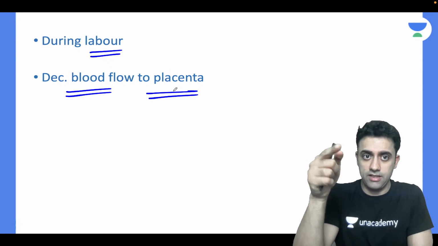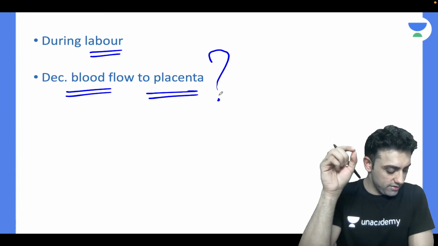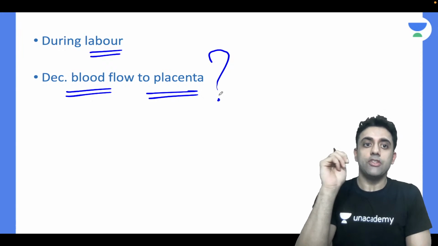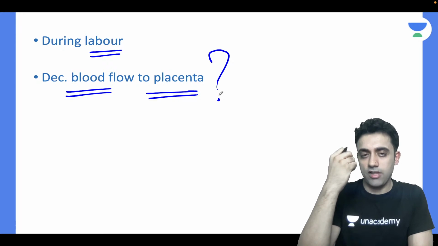If you have doubt, ask me. Sir, why is there decreased blood flow to the placenta? Hamid is always asking doubts. And Anshu, one fellow, also always asks doubts to me. So that's good. So during labor, there is a decreased blood flow to the placenta.